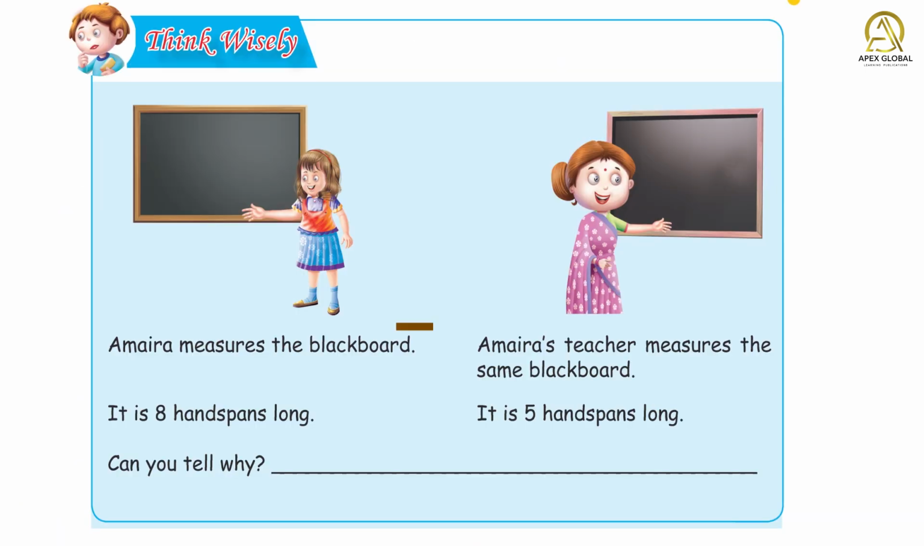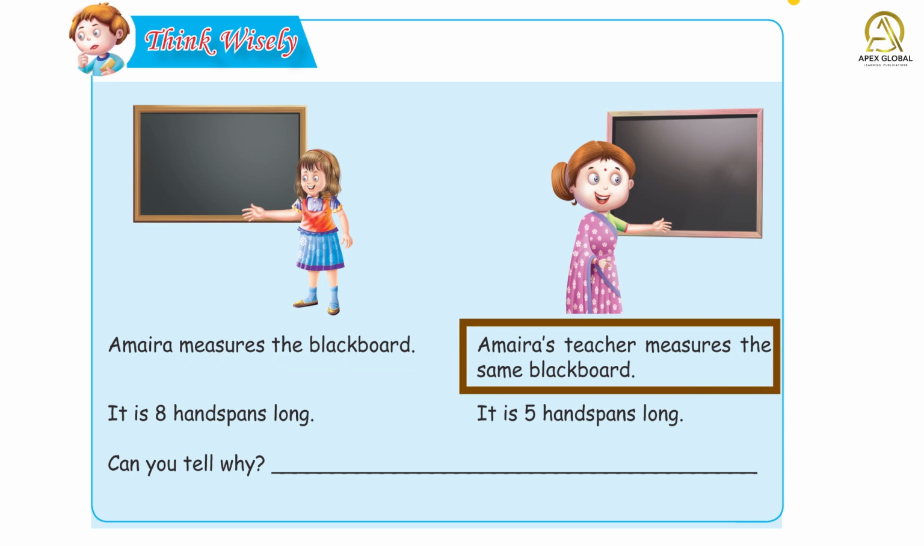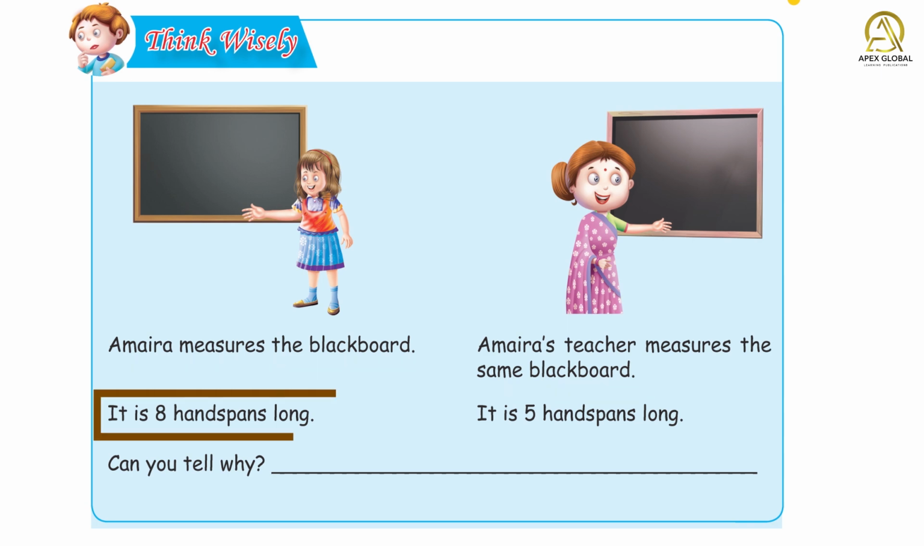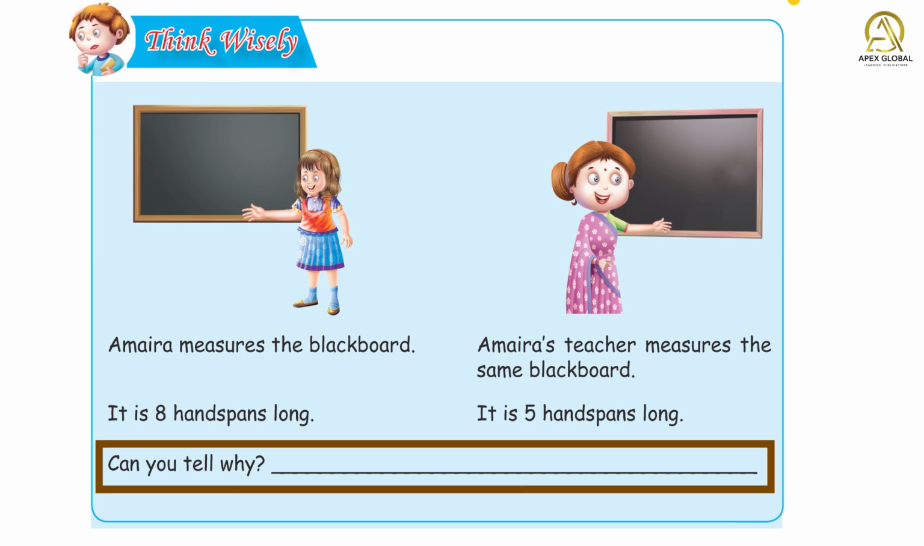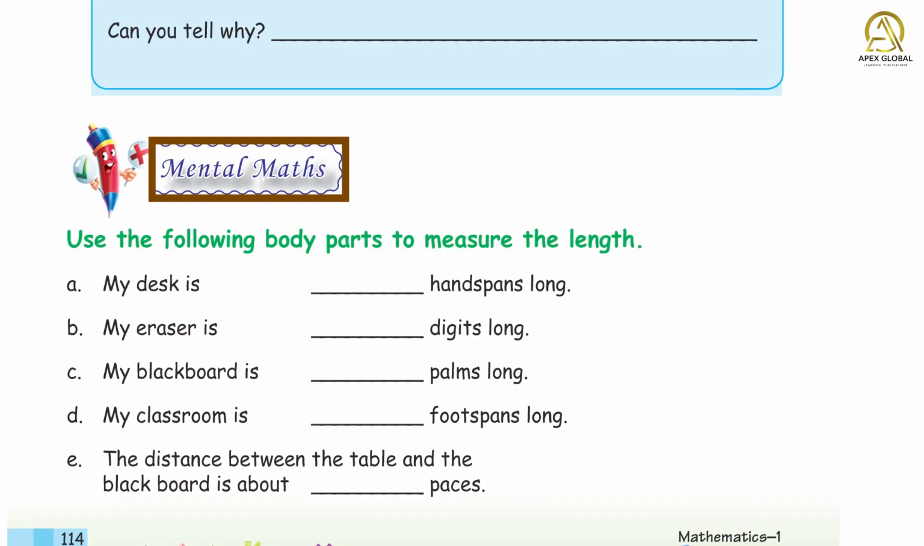Think wisely. Amira measures the blackboard. Amira's teacher measured the same blackboard. It is 8 handspans long. It is 5 handspans long. Can you tell why?